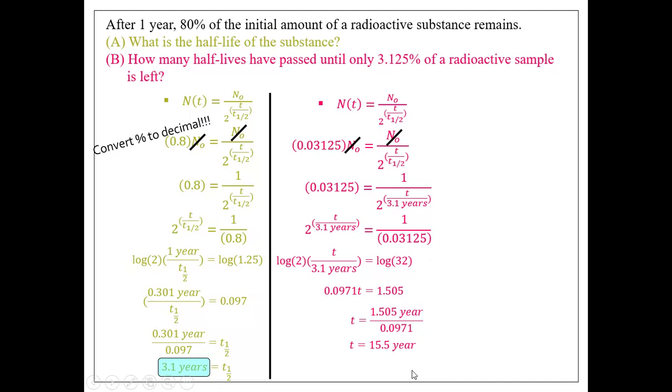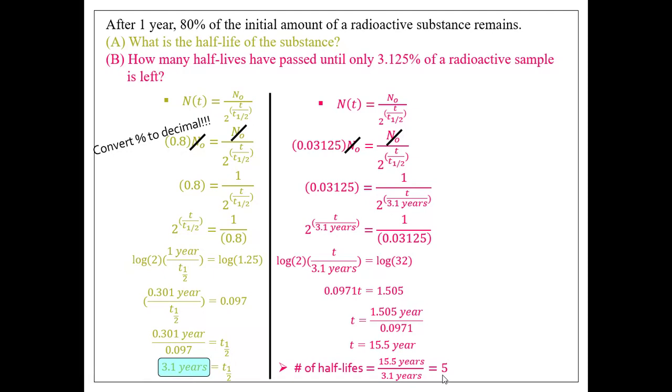Well, from here, all you have to do is do this little extra step. You already found how much time has gone by, which is 15.5, but it asks for a number of half-lives. So just take the number of years that have gone by, divided by the number of years that it would take for each half-life to occur. Each half-life takes 3.1 years, but in this case, it'd be 15.5 years has elapsed. So 15.5 divided by 3.1 tells us that it has split 5 times.